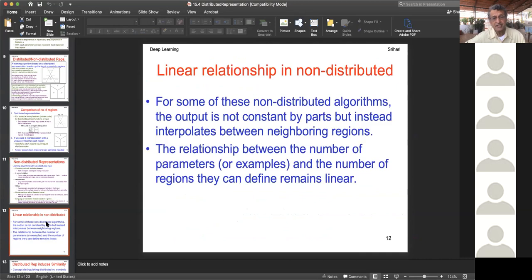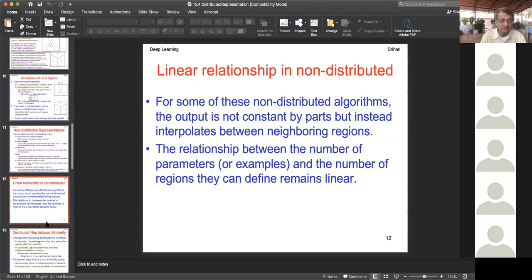One more thing is there's a linear relationship in non-distributed representations. For some of these non-distributed algorithms, output is not constant by parts, but instead interpolates between neighboring regions. So we talked about the nearness, and we ask for the closest one, and then we apply that. So that's the interpolation. And the relationship between the number of parameters and the number of regions they can define remains linear. So we already said this, that you will need more and more samples if you're going to have finer and finer-grained differences between different examples.